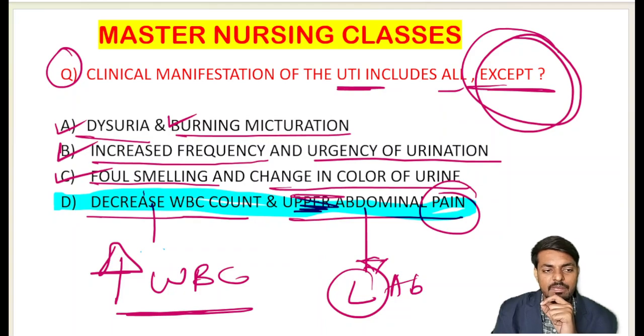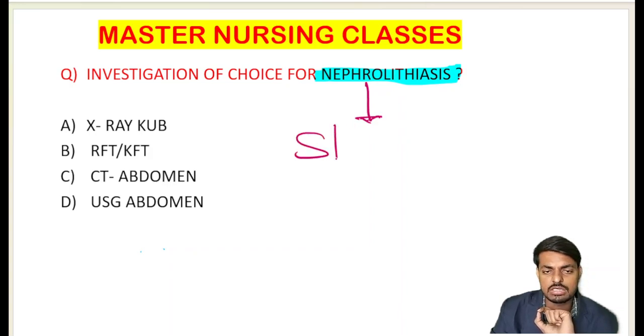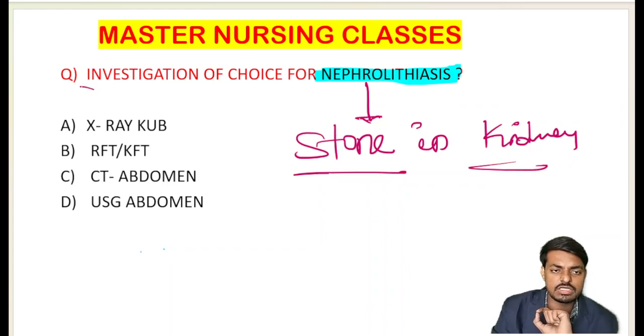Okay, so here is the next question for you all. Read the question carefully, completely, and try to answer. What is the investigation of choice for nephrolithiasis? Just now, in the previous questions, we discussed what nephrolithiasis is. It is a stone in the kidney. Okay, stone in the kidney, we call nephrolithiasis. So the examiner is asking what is the investigation of choice.